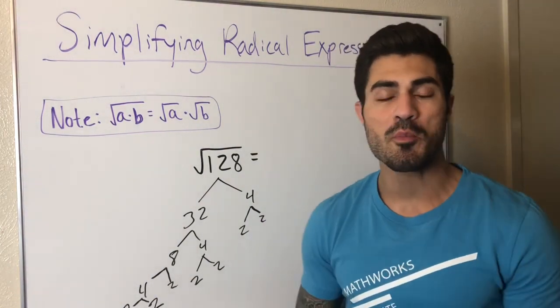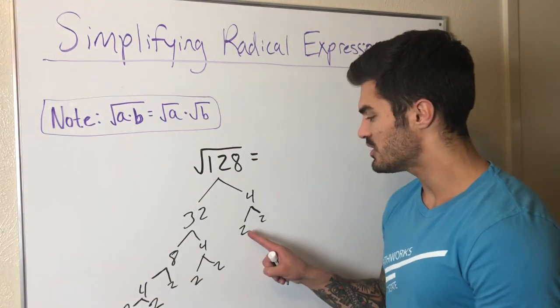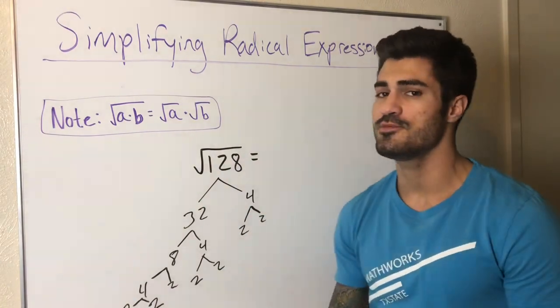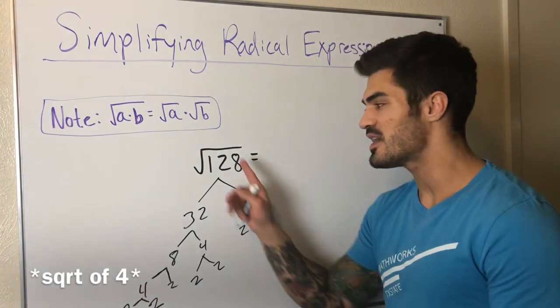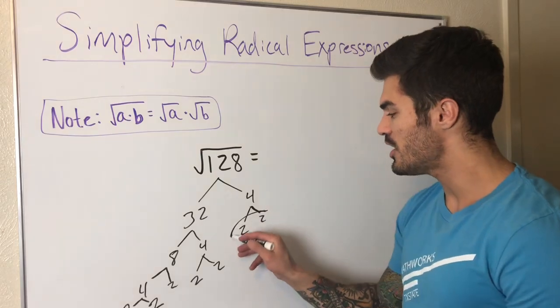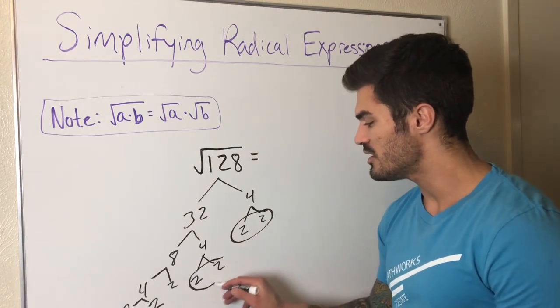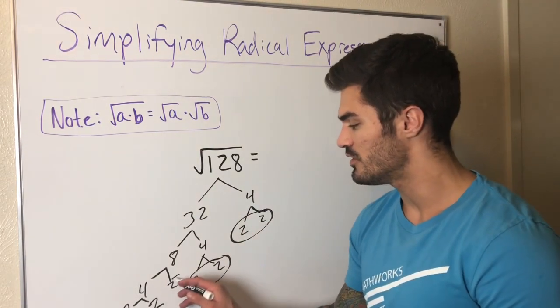So we're basically taking out pairs of 2, right? Because if I have 2 times 2 under a square root, that's 4, and I could take that out as a 2. So each pair of 2's that we can get, we can pull out as a 2, if that makes sense.